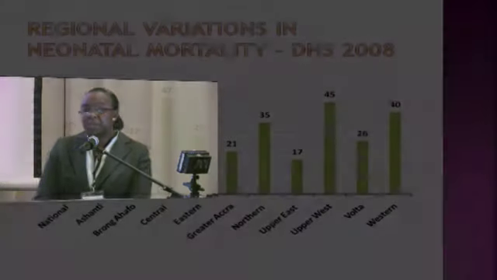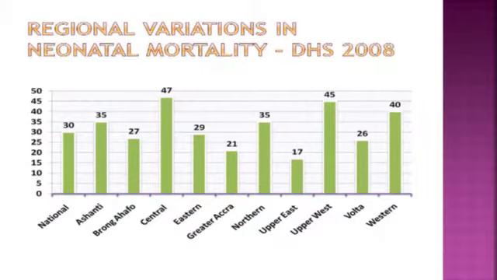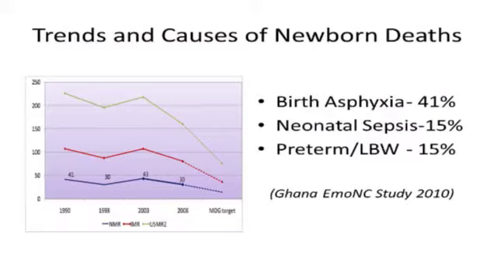Although our national figure for neonatal mortality rate is 30, as you can see from this slide, there are wide variations across the regions, with the highest being 47 in the Central Region and the lowest in the Upper East Region. Interestingly, the lowest is in one of our most deprived regions, and we see their success as partly due to the wide community level activities that they have carried on for child health.